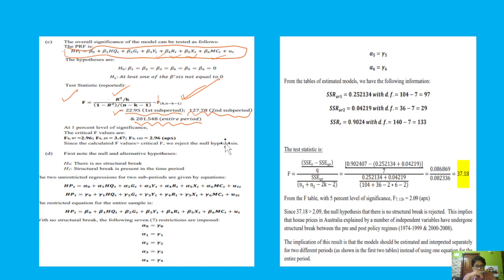Good. So our calculated F value is greater than the critical F value, that is 2.96 is the critical value. So we reject the null hypothesis. Okay, and we say that at least one of the betas is not equal to 0. That means they are actually significant.